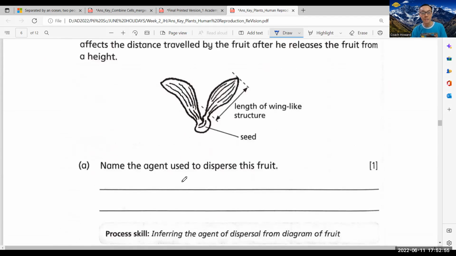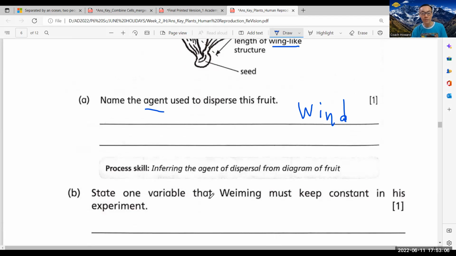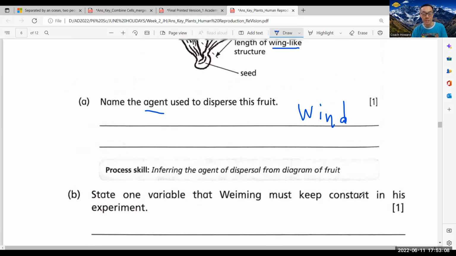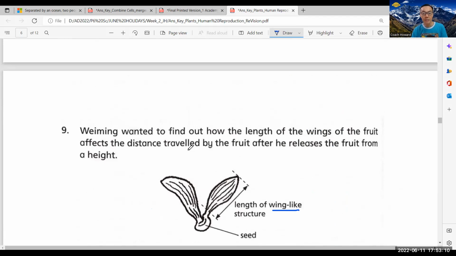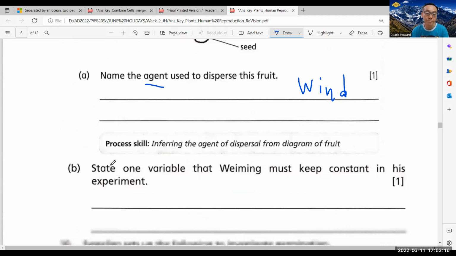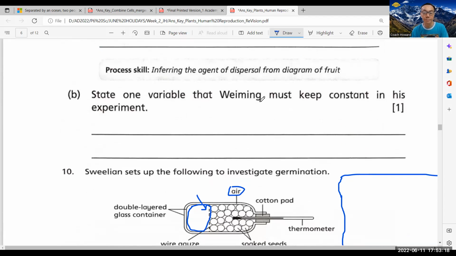Okay, this one is quite easy. Name the agent used means what is it dispersed by? Because this is a hint here, it is dispersed by wind. Okay, state one variable that he must keep constant in this experiment. Because you see, he released the fruit from a height, so the height of release must be the same.